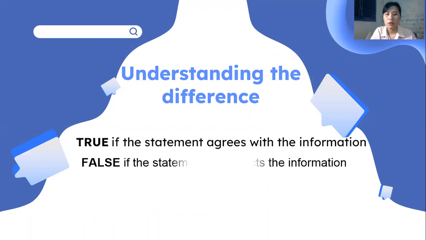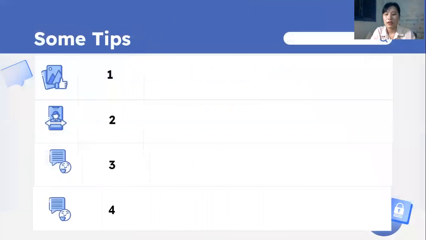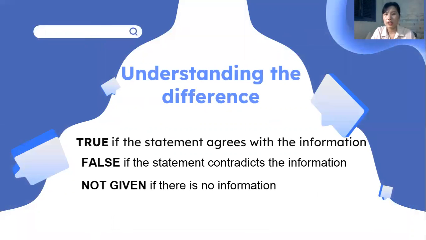What is false? False means the statement contradicts the information. The contradiction means the opposite of the information given in the reading text. And the last is not given. Not given means there is no information in the text. You cannot see whether the statement is true or false. It's not given, right?